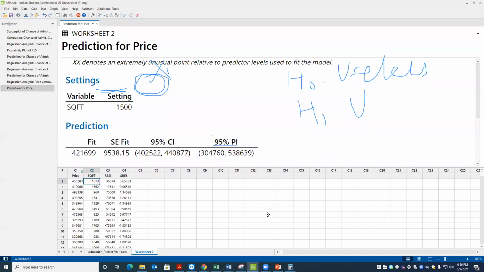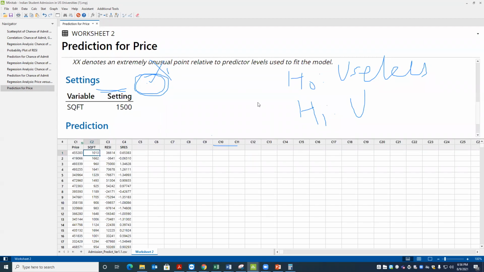So this is about the regression model. If you have any question related to this, please let me know. I told you I was going to take 20 to 30 minutes, but it is almost an hour.